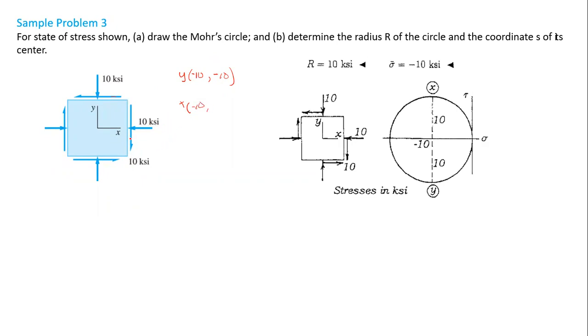Atong tau, tend to rotate clockwise, so positive. So ato ning i-locate kaning duha ka points sa ato ang Cartesian coordinate plane or sa ato ang Mohr circle, tau versus, or sigma versus tau axis. So ato ni siyang i-locate. So naa diri ang negative 10, negative 10. So kani nga point. So negative 10, negative 10, na siya nga point.